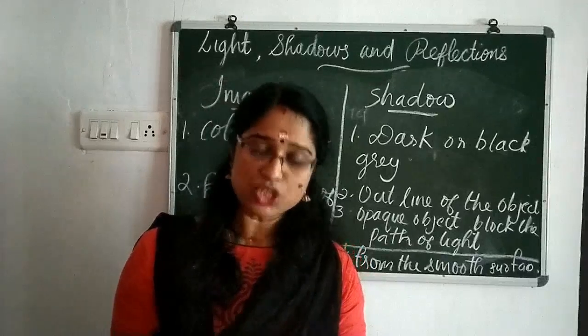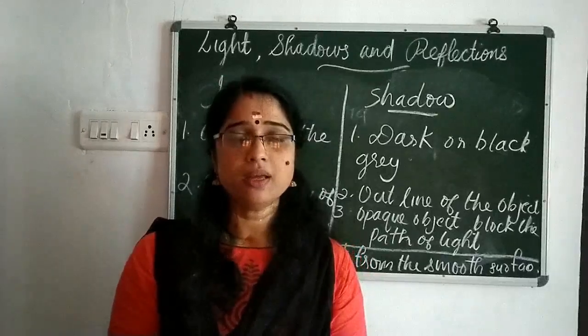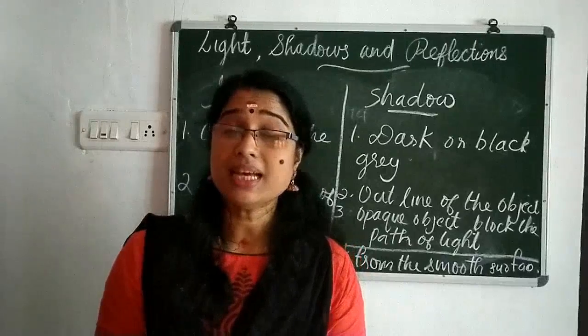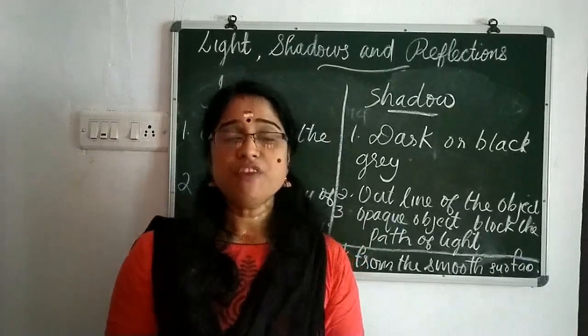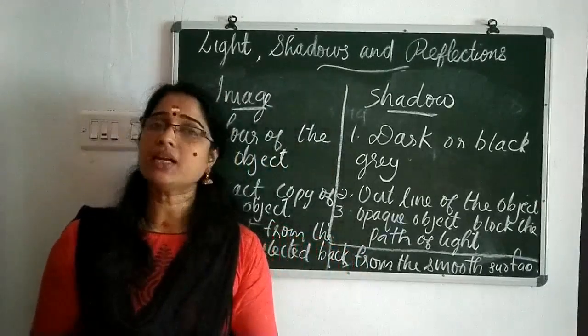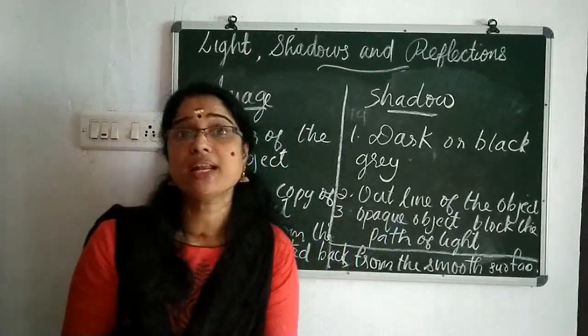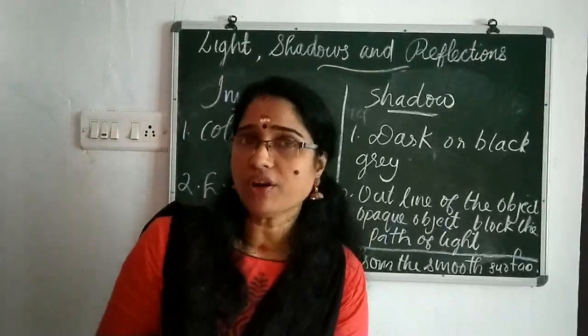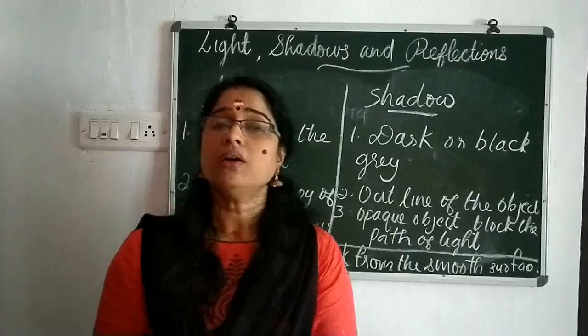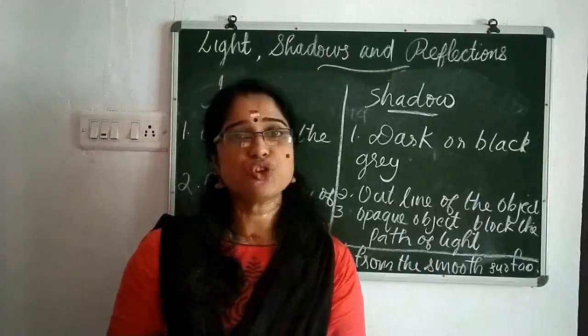A rough surface does not form an image. What happened? The light gets reflected in a scattered manner. If an image is to be seen, the light must be reflected in a parallel or straight line manner. As the light is not reflecting in a straight line manner, the rough surface does not form an image.